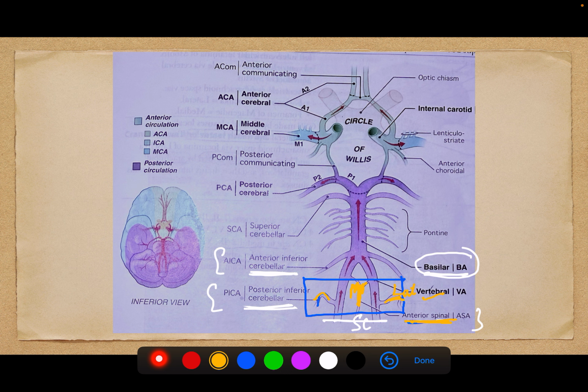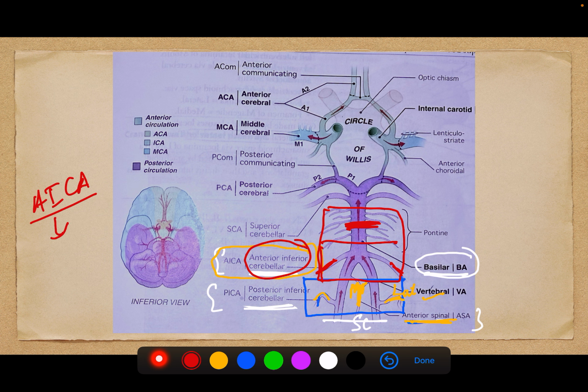Now above that there is the pons, right? I'll change the color. This entire thing is the pons. The pontine artery supplies mainly the medial aspect of the pons, and the lateral aspect of the pons is supplied by the anterior inferior cerebellar artery. So an anterior inferior cerebellar artery lesion will result in lateral pontine syndrome.